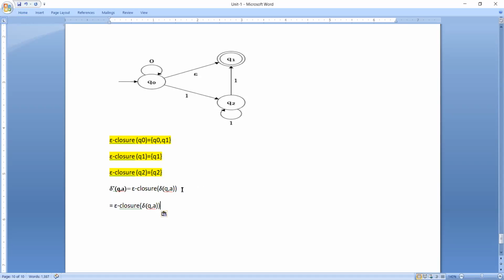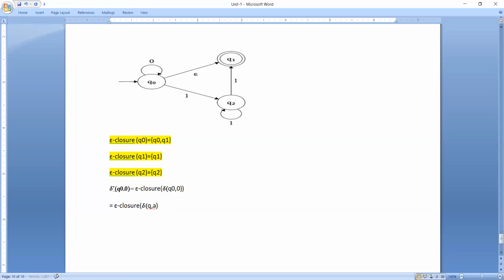So for example, q naught comma 0 will be epsilon closure of delta of q naught comma 0. Now you know what q naught to 0 is. Please have a look at this. What is q naught to 0? Please try to understand. Q naught on 0 will be the same state, which is nothing but q naught itself.